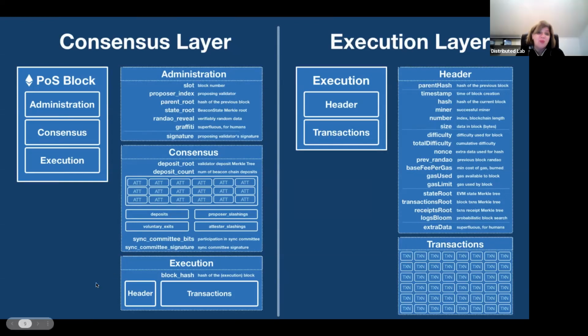I'm sorry, we have a question. You can use the microphone if you want. What is state? Is it calculated by all nodes separately from the transactions?